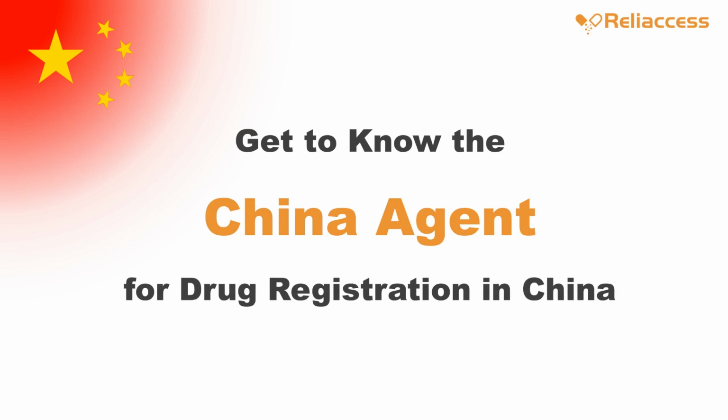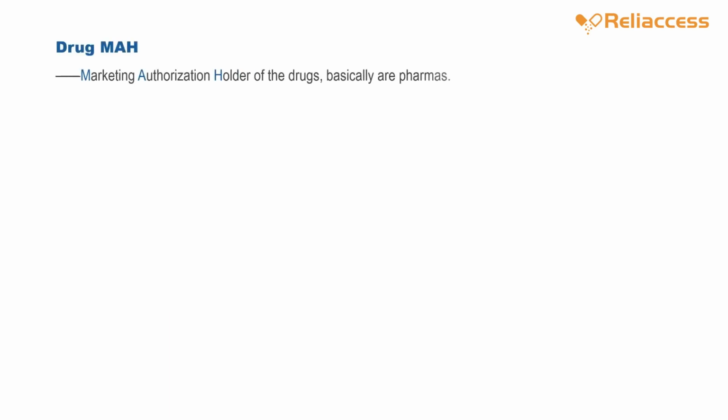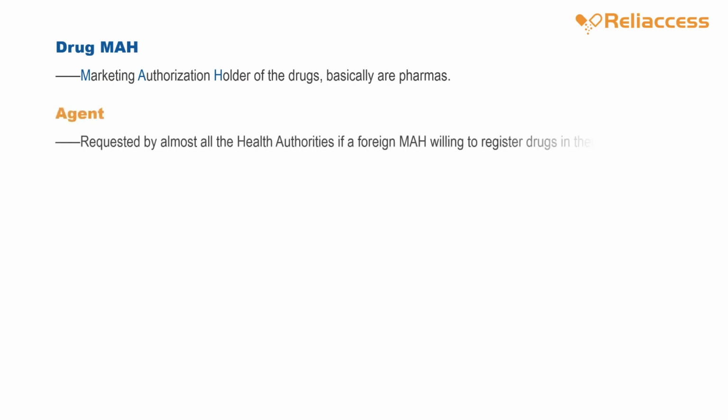Hello everyone, today we are going to introduce the China Agent for Drug Registration in China. Drug MAH is the abbreviation of Marketing Authorization Holder of the drugs, basically our pharmas. An agent is a legal entity requested by almost all the health authorities over the world if a foreign MAH is willing to register drugs in their country.